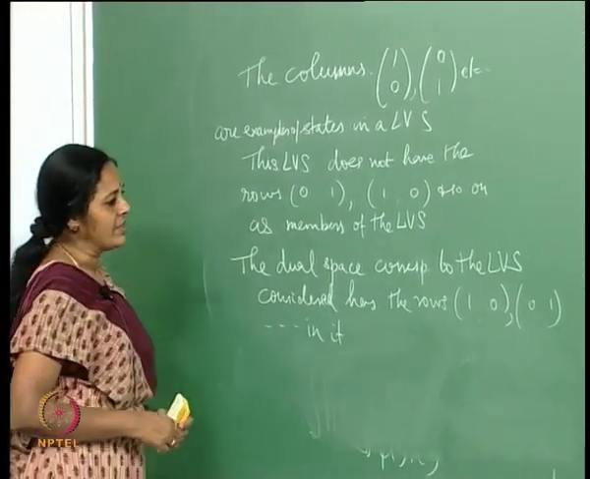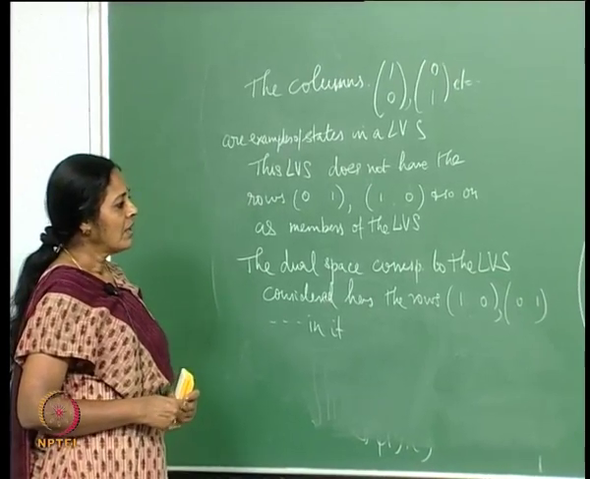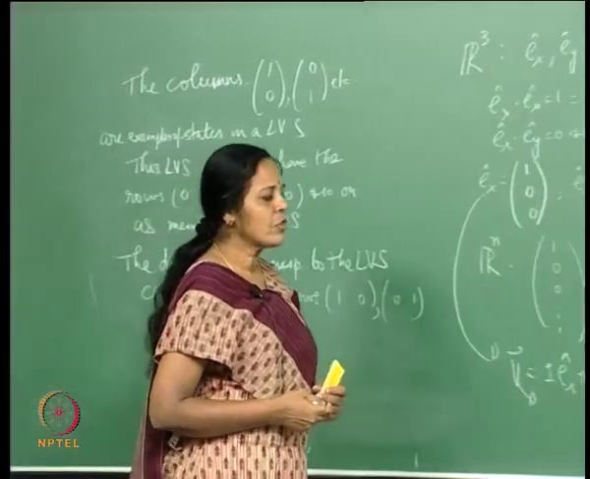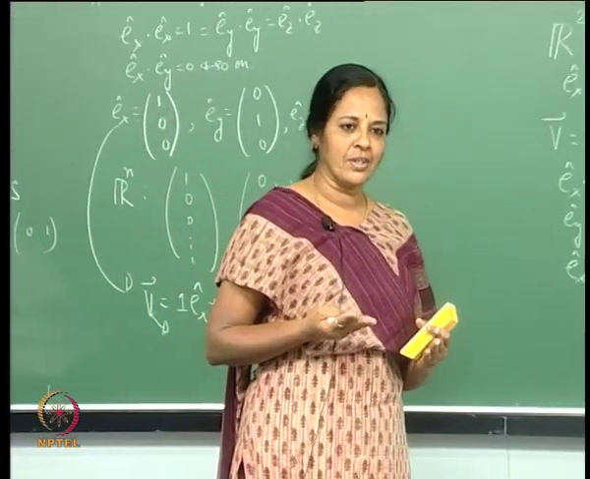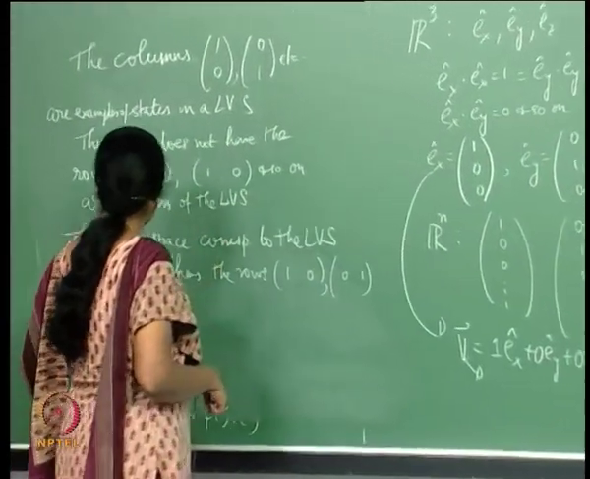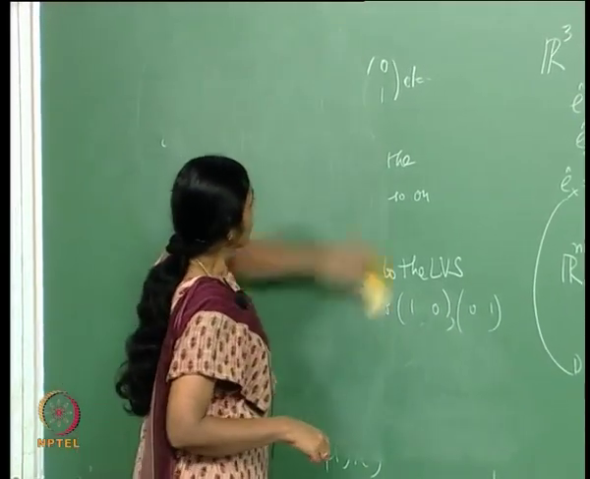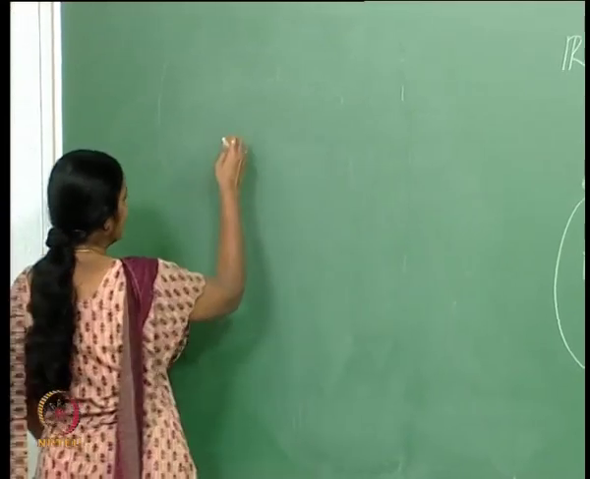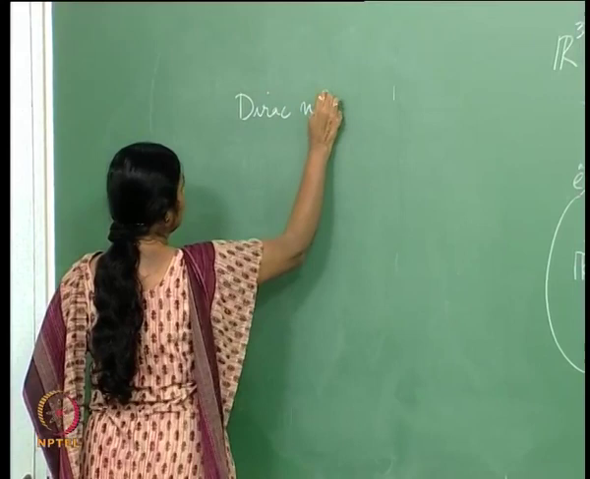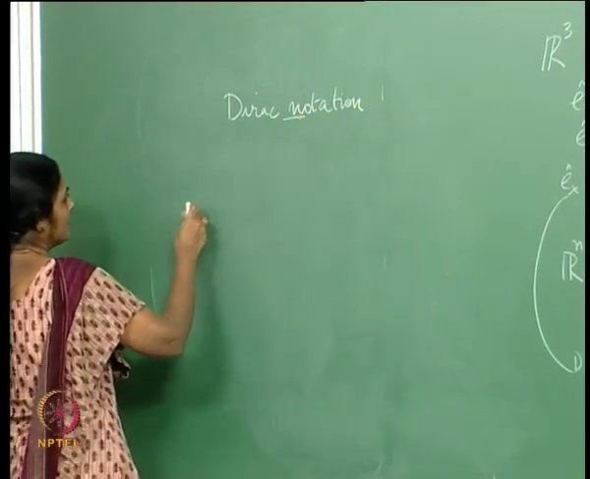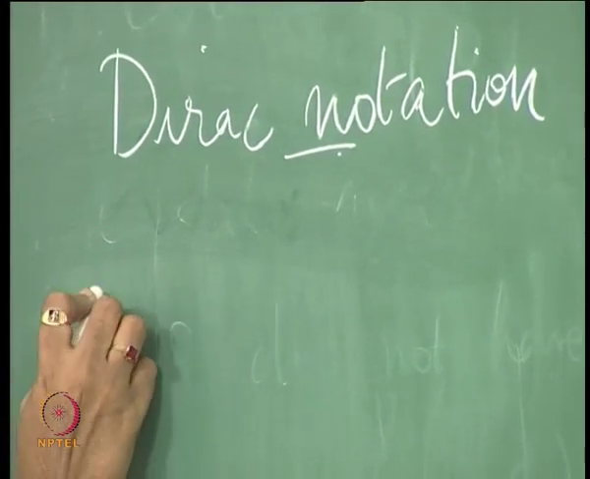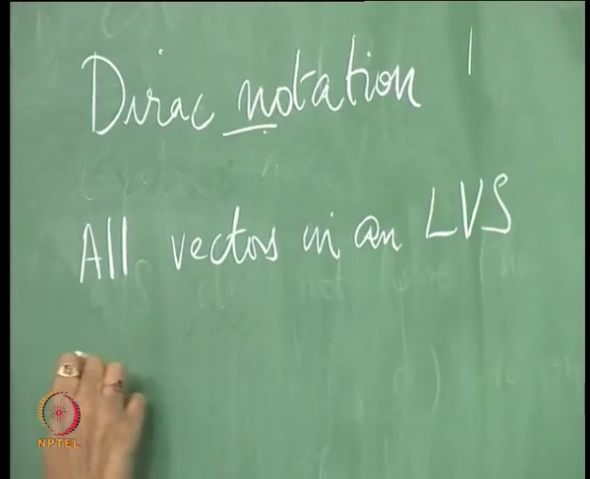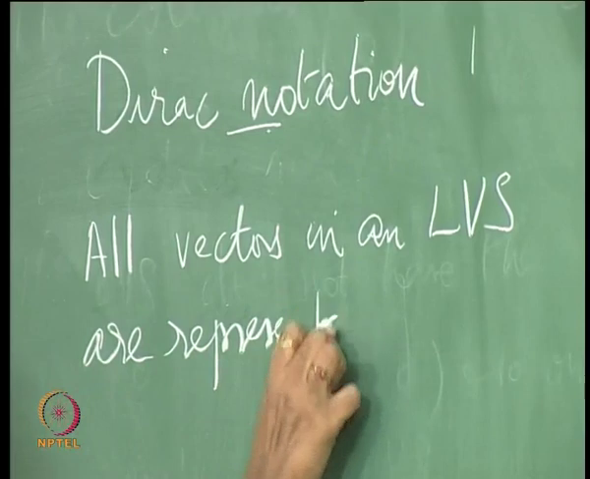Since we have a wide variety of linear vector spaces, and I wish to study the properties of linear vector spaces in general, this is an appropriate time to introduce a very powerful and compact notation to represent the states of a linear vector space. This notation, given to us by Dirac, one of the founding fathers of physics and quantum physics, the Dirac notation, is as follows. All vectors in an LVS are represented by kets.